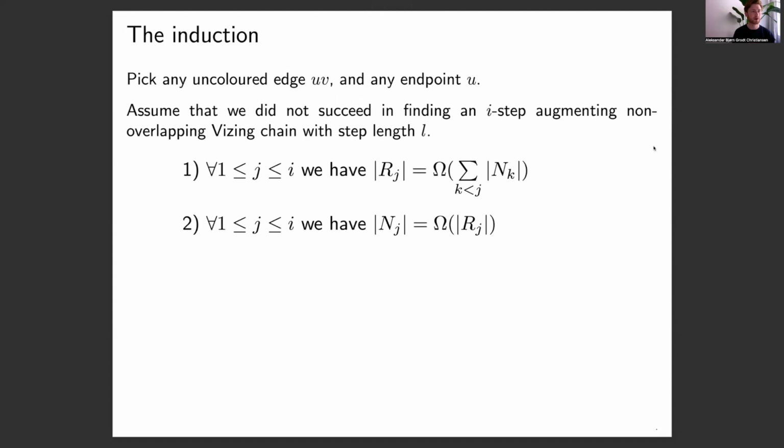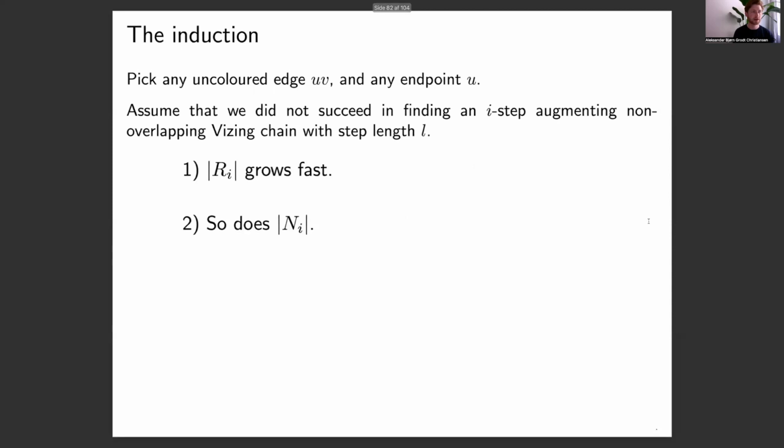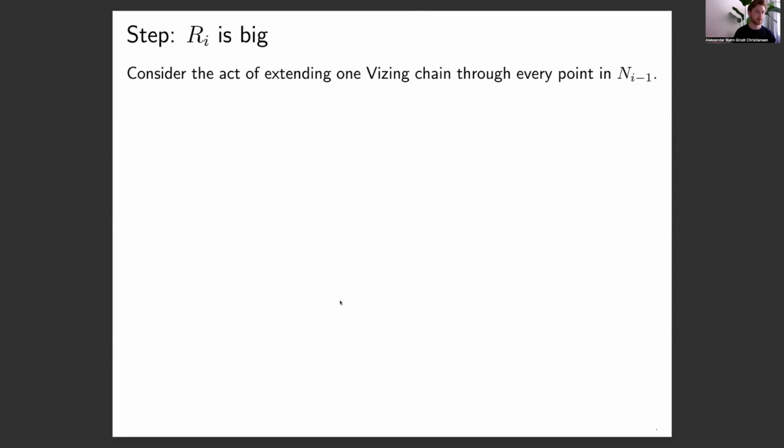So basically we're going to show this by induction, and we're going to carry along two things that we wish to show. These two things are that the number of vertices that we can reach will grow very fast, exponentially, if we do not succeed in finding some short augmenting Vizing chain. And not only does the number of things we can reach grow very fast, almost equally fast grows the number of good extension points, meaning that we can then get along in the next step of the induction. And so let's see why the number of vertices we can reach grows very fast.